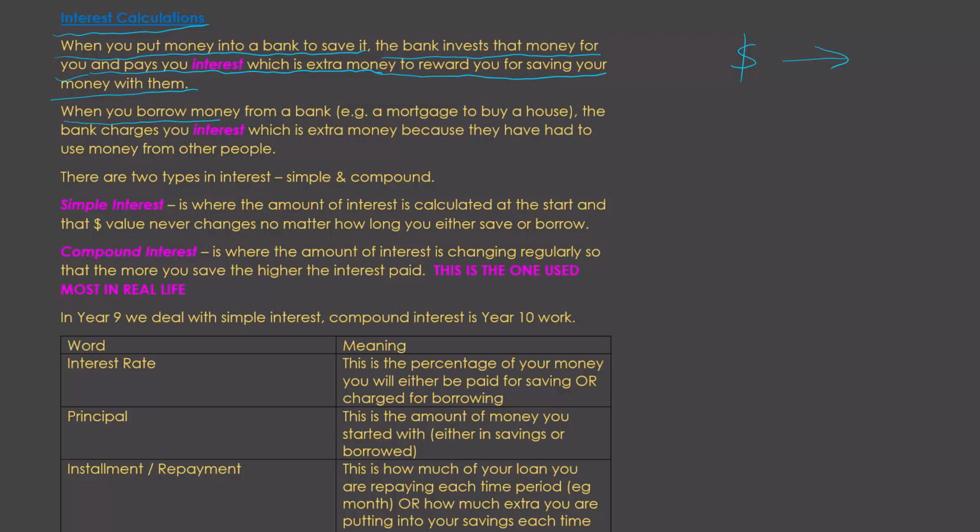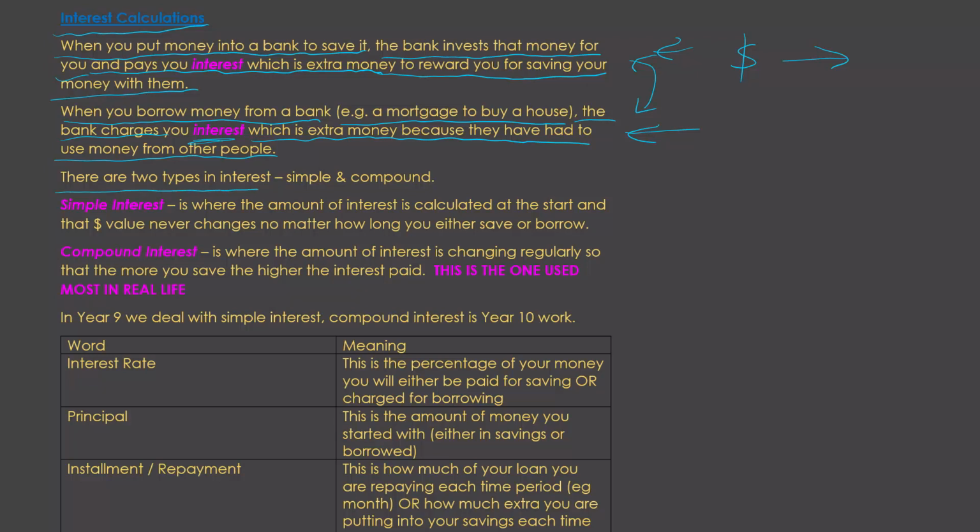When you borrow money from a bank, e.g. a mortgage to buy a house, the bank charges you interest, which is extra money because they have had to use money from other people. So these things tie together. Your money is used to lend money to other people, and then the bank will charge them more interest than they pay you and keep the difference. It's one of the ways they make money.